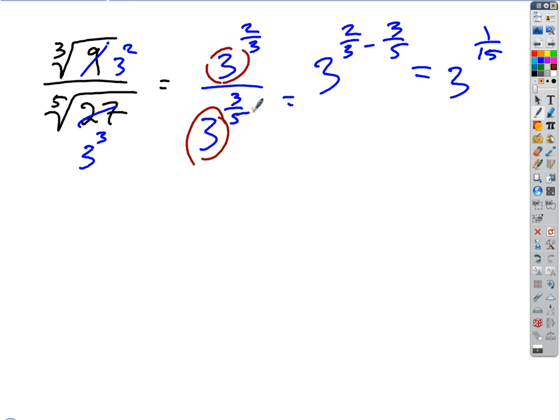Okay? We looked at it here. If the exponent on top is bigger, we don't have to worry about having a stranded radical on the bottom. We just get our answer. And that was just 3 to the 1/15. If I want to write it as a radical, it's just the 15th root of 3. Okay.